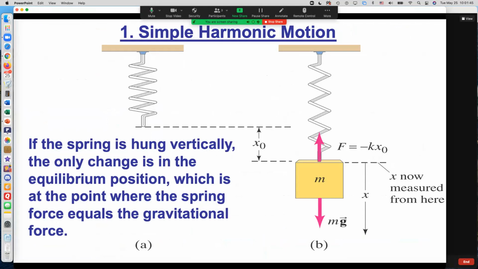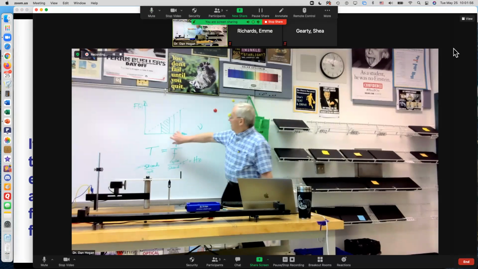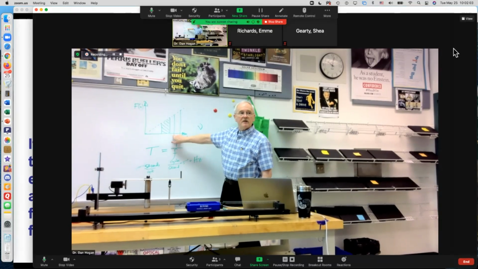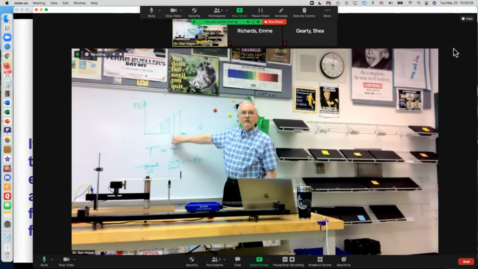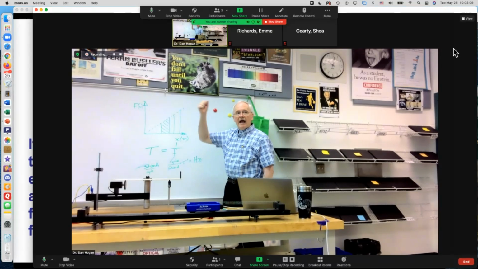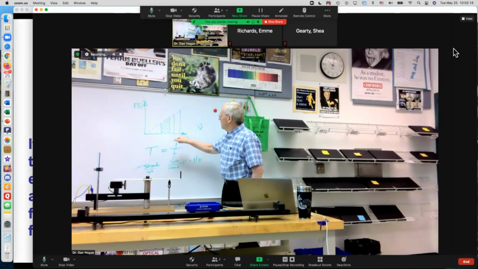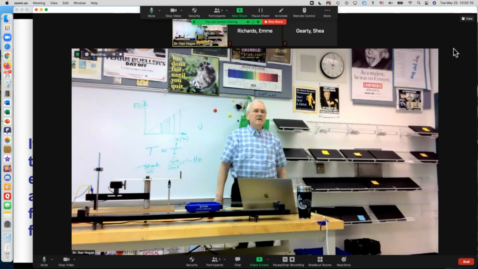Okay, if the spring is hung vertically, the only change is the change in the equilibrium position. We have moved the thing from oscillating in this region of the spring to this region of the spring, right? There's more force now, because we added a mass and moved the equilibrium position. The equilibrium position would be in the middle of this in both cases.